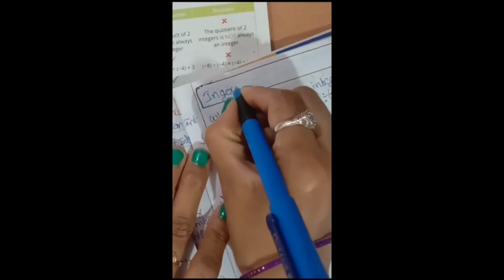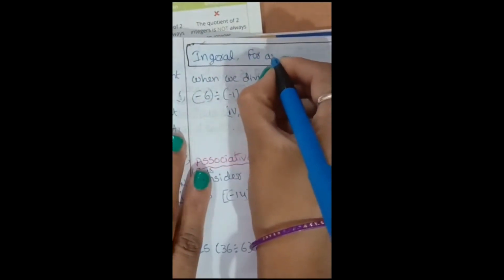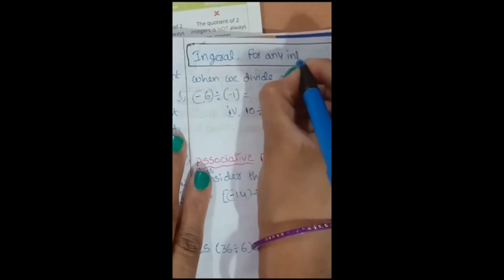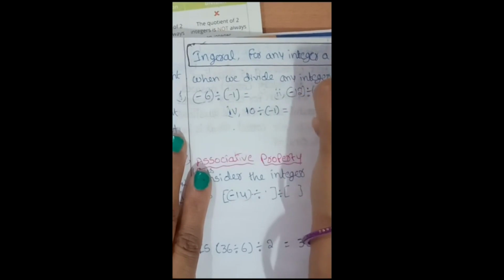In general, for any integer a, a divided by 1 is equal to a. Okay? Yeah. Next one is the other examples.